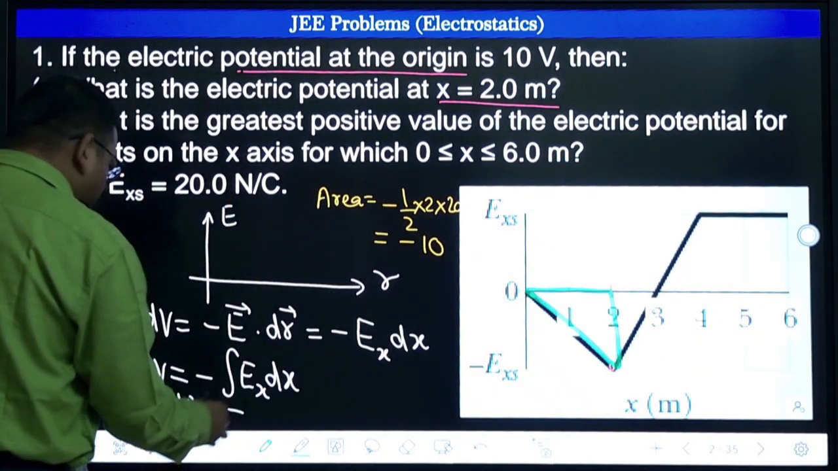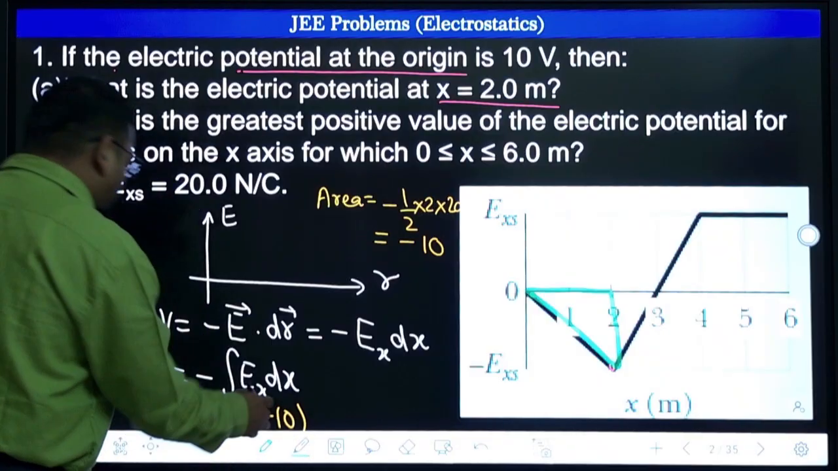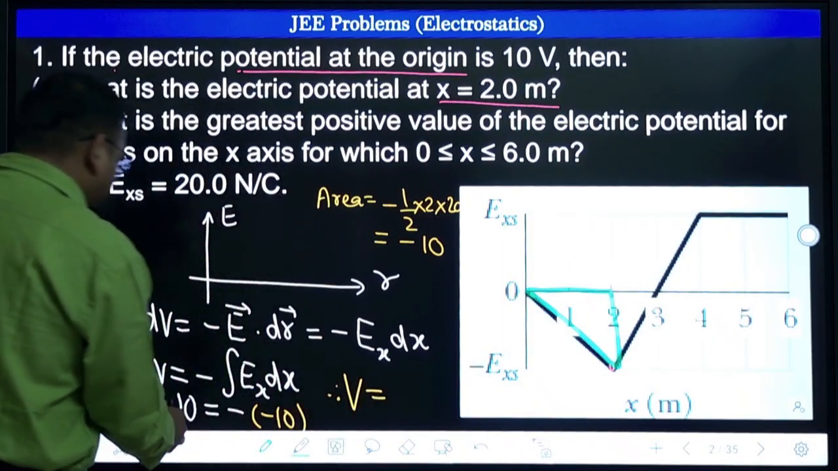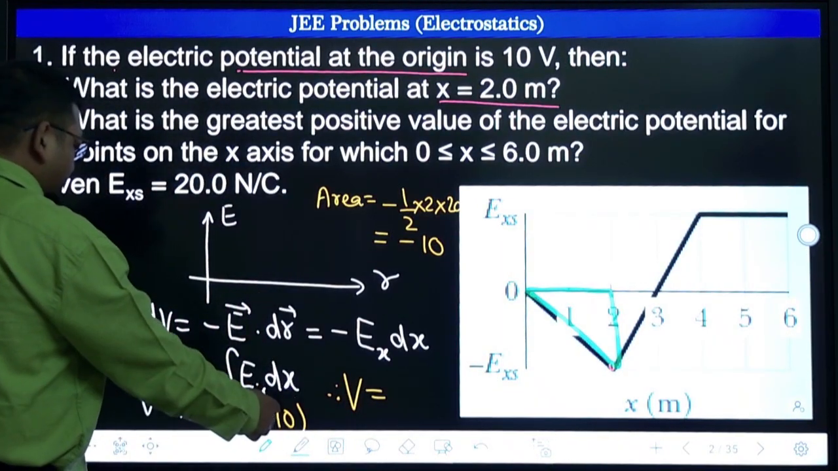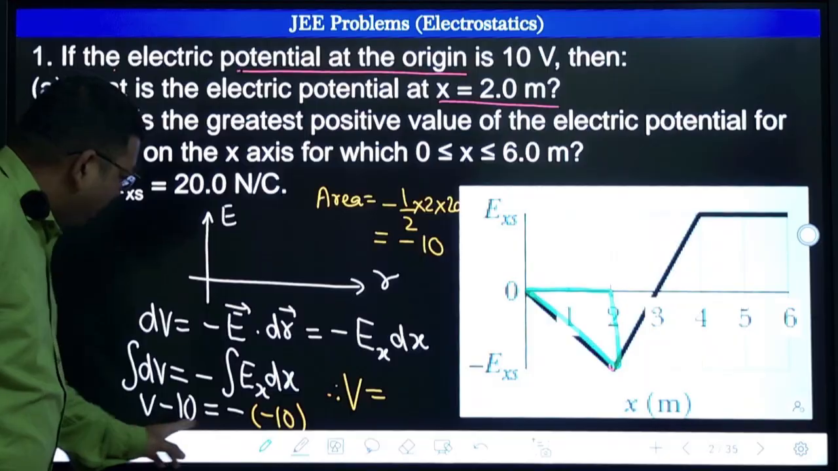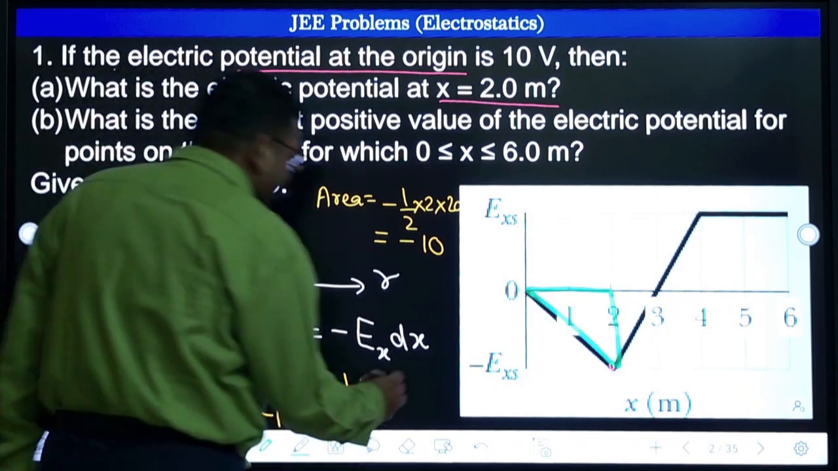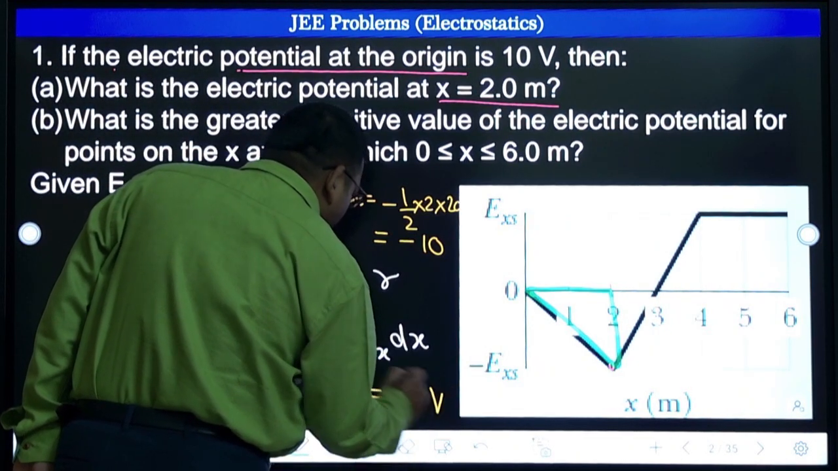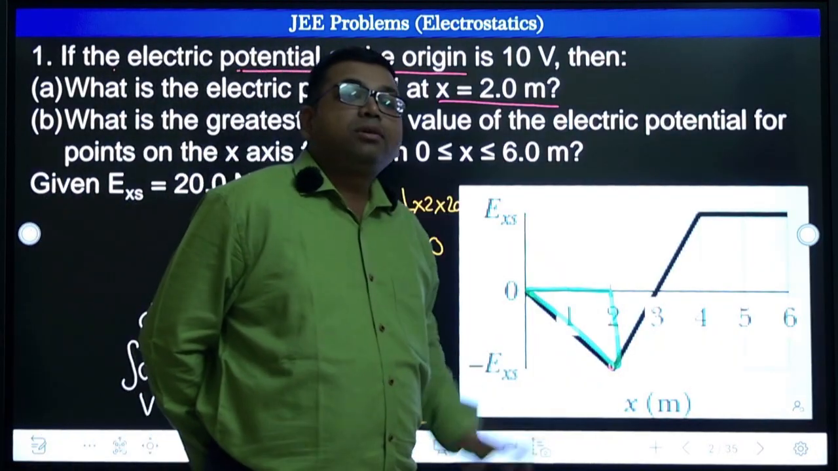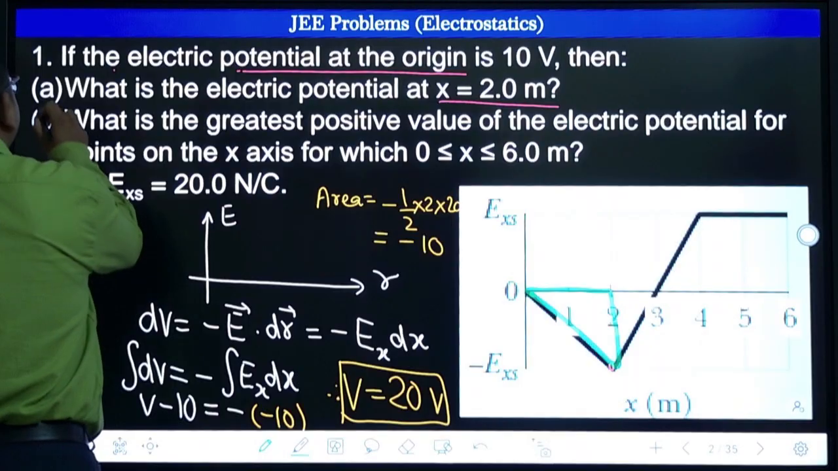Now let us substitute. The area is minus 10. So V minus 10 is equal to minus of minus 10. This 10 goes to that side; should we cancel it or add it? Add it. So V is plus 10 plus 10, that is 20 volt. That is the answer: the potential at point x equal to 2. That part is over. Now what is the second part?